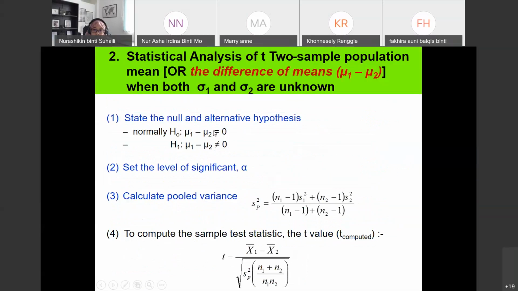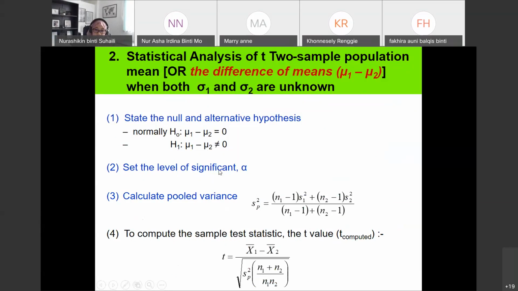Let me summarize the steps. This is when both standard deviations are unknown, and we are talking about independent samples. The samples are independent, not associated. So how you construct the hypothesis: the null is the same as the previous one I explained just now. There is no difference between the two samples. For the alternative, there is a difference. But again, this depends on the case. If it is stated in the problem that one sample is bigger or less than another, you have to mention it specifically.